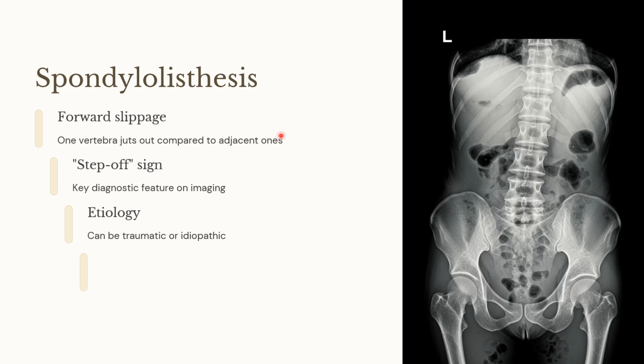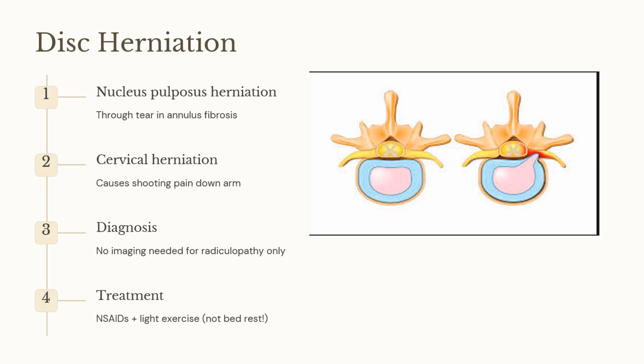What is spondylolisthesis? Spondylolisthesis is nothing but when one vertebra comes forward compared to the other vertebra, a forward slippage of one vertebra compared to the adjacent ones. That is known as spondylolisthesis. So when one is forward to the other, it kind of resembles a step off. There is a step off sign. This is the key diagnostic feature on imaging. This can either be traumatic or mostly idiopathic. There is no reason for spondylolisthesis.